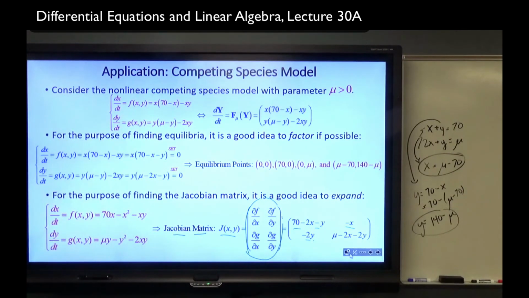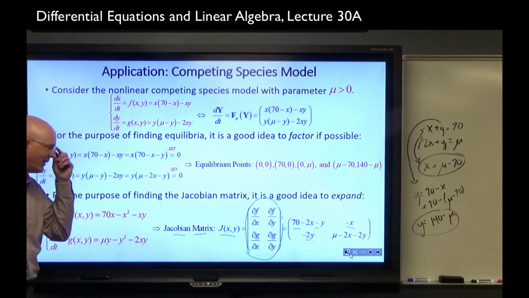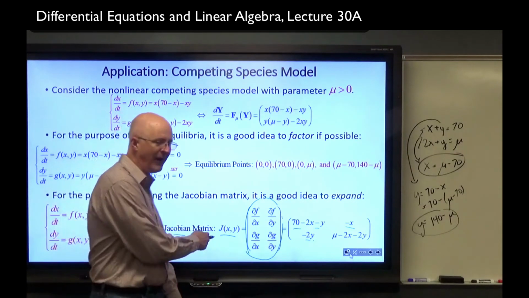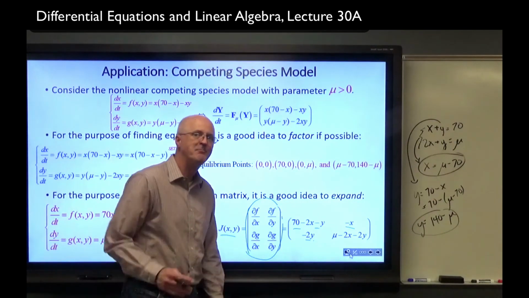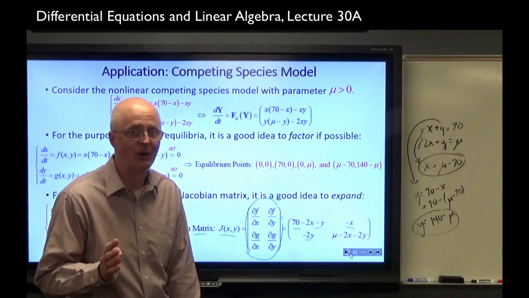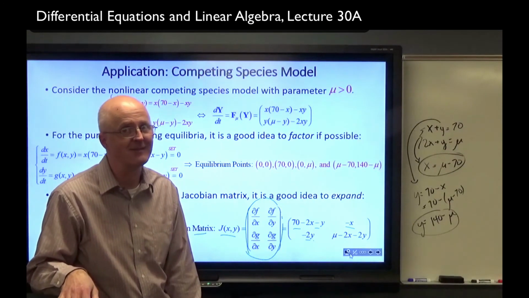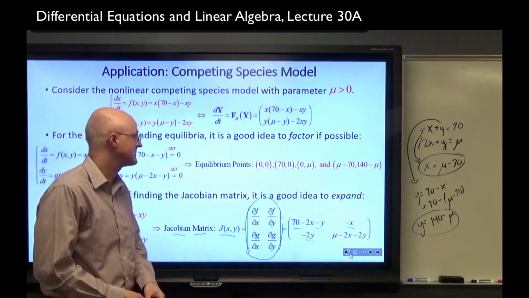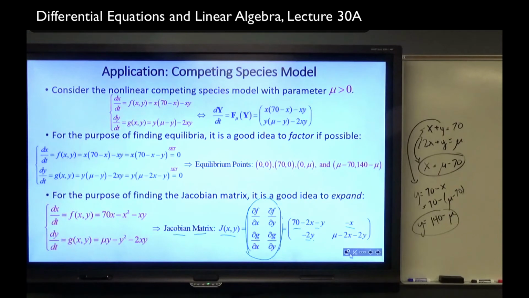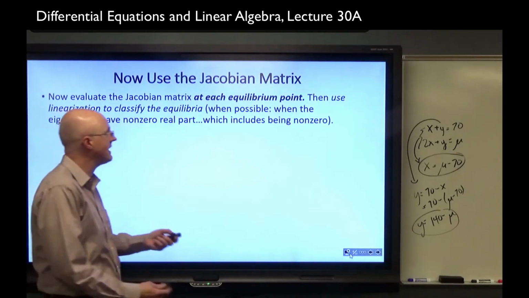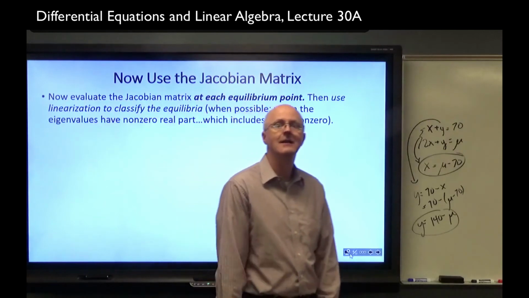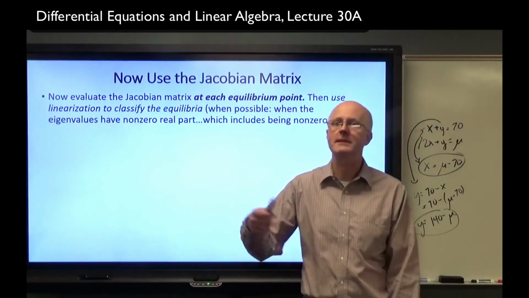That's our general Jacobian matrix. It's a matrix-valued function of x and y. For a given point in the xy plane, it gives you a 2 by 2 matrix. But we only plug in equilibrium points. Don't plug in other points, okay? At least in this class. That's all we really care about, plugging in equilibrium points. Let's use it now. Now evaluate the Jacobian matrix at each equilibrium point. Then use linearization to classify, when possible, the corresponding equilibrium points for the nonlinear system.